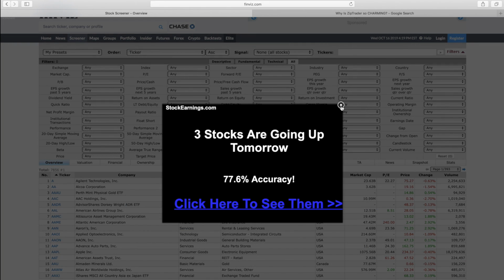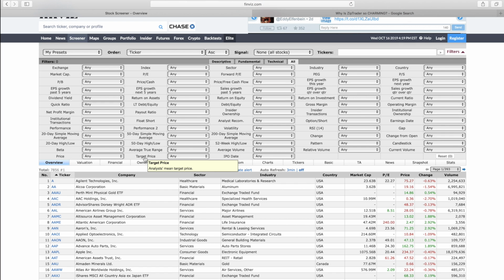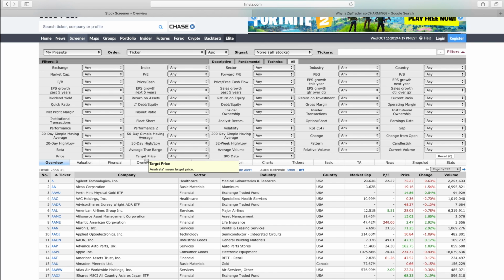Okay, so a few different things that I like to scan for. For example, one of the things that I do like to scan for is the target price. Now, analysts set certain target prices that a lot of the sheep investors follow. So if a stock is way below the analyst target price, we know that there's sort of a level of monkey resistance, if you will, that pushes the price up.